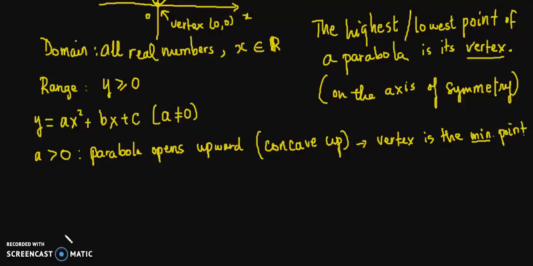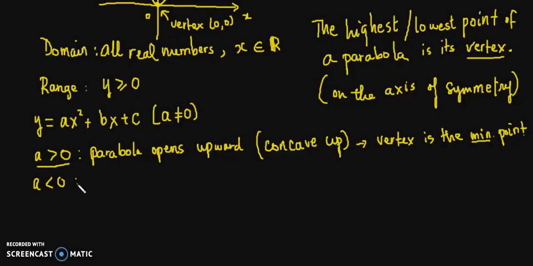Okay, so we continue with this discussion. Now, we have the standard form of a quadratic function, and we look at the a, the coefficient in front of x squared, for some properties, especially how the parabola opens. We know that when a is positive, the parabola opens upward, and the vertex is the minimum point.